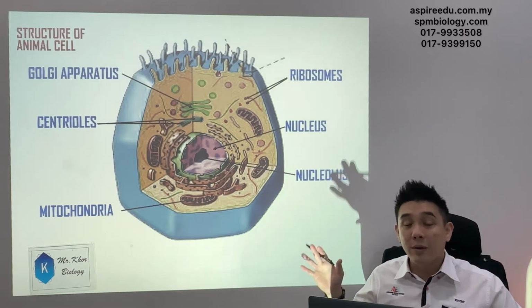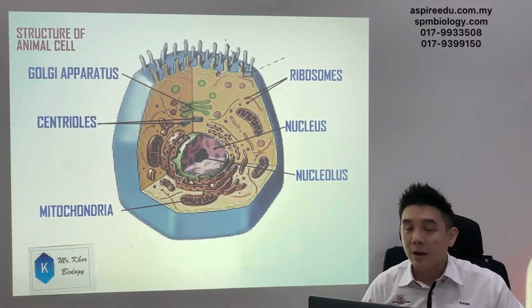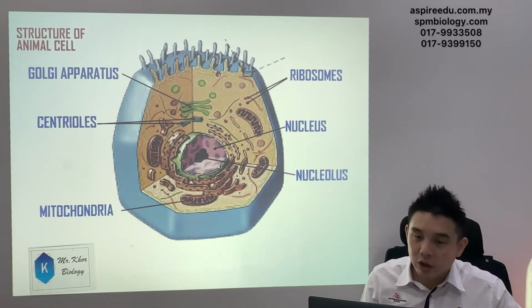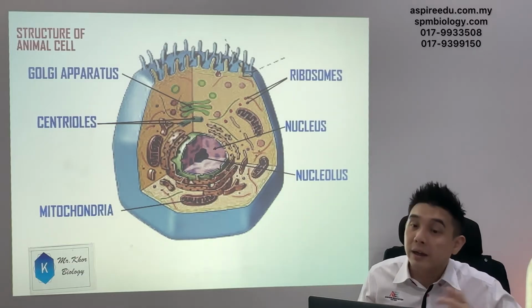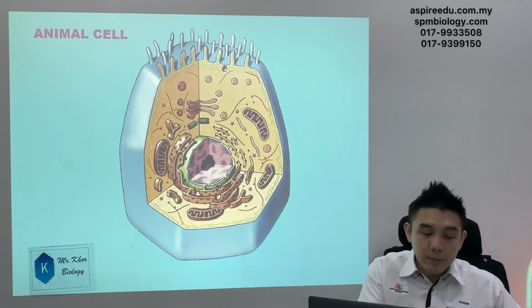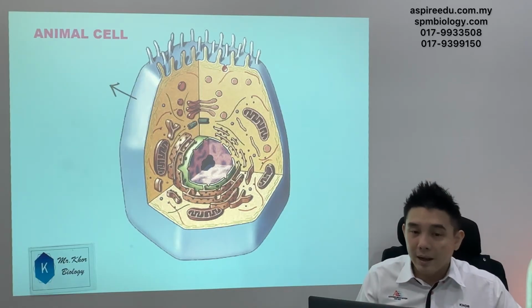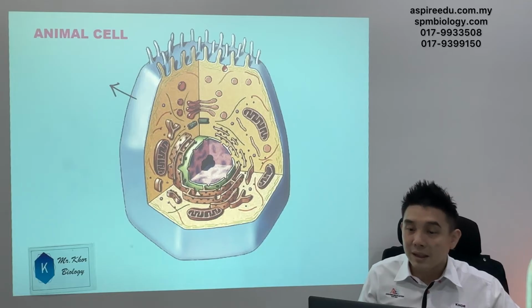Okay, guys, are you alright so far? Okay, let's move on to the next stage whereby we learn even more organelles. The outermost layer, what is it known as? Last time you learned the outermost layer. Guys, we call this cell wall.